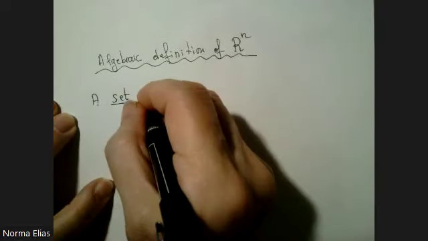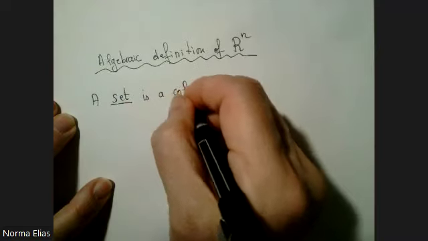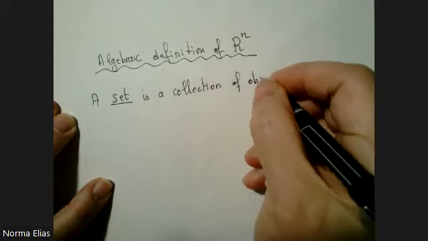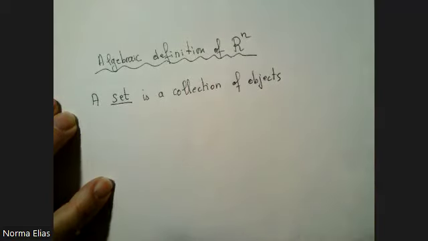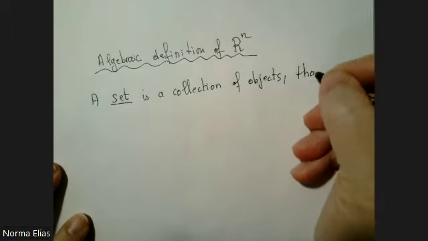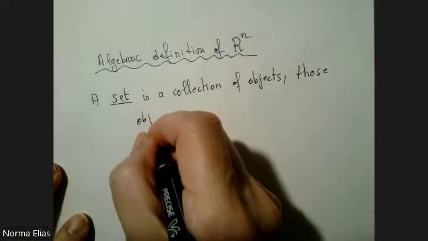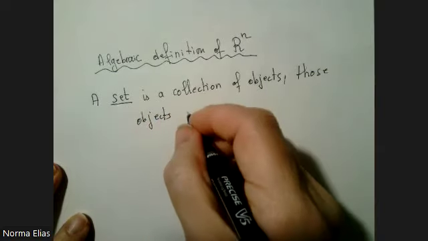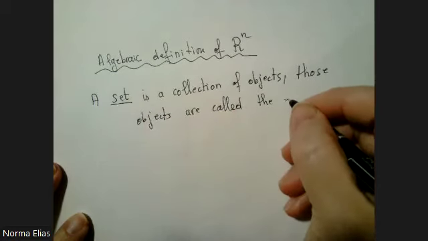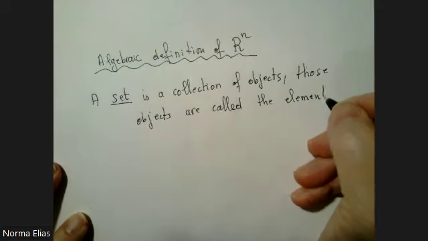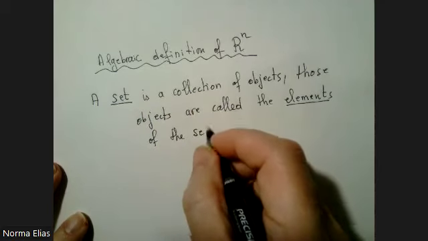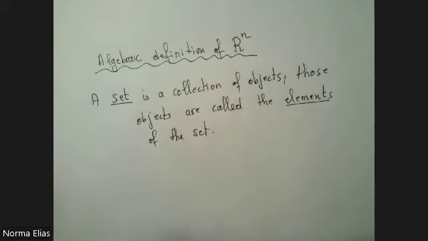A set is nothing more than a collection of objects. It's just a collection of stuff. So a set in math is just a collection of objects, and those objects are called the elements of the set. The book doesn't use the word element, but the book uses the word set. So a set is nothing more than a collection of stuff, nothing more than that.